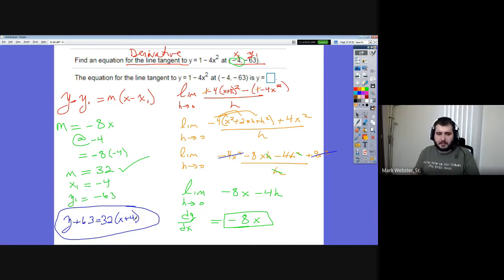Some of you are going to be tempted to go further. Why? Stop there. That's the answer. Unless they specifically tell you, hey, put it in slope-intercept form, or put it in, they're not going to. But you don't need to go any further than this. You are officially done now, right?